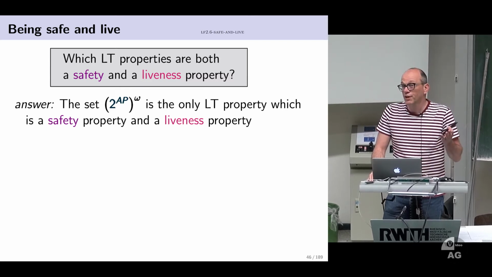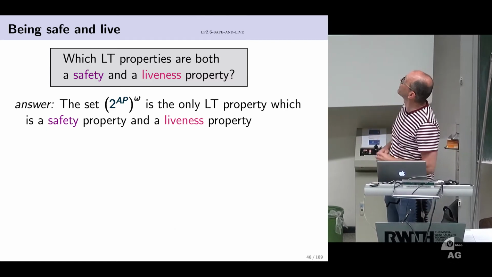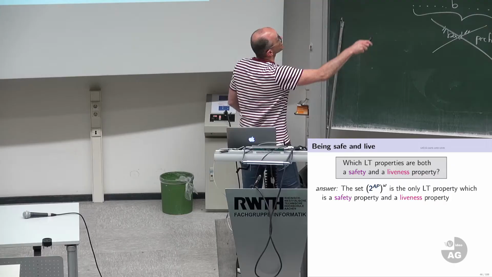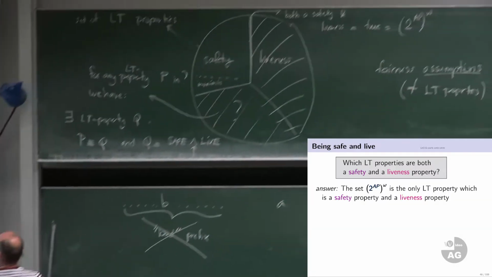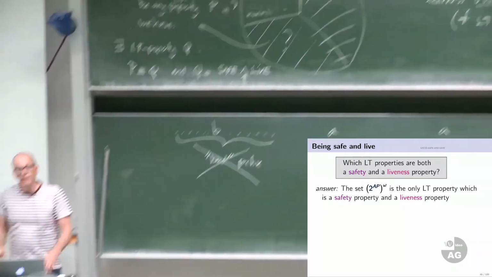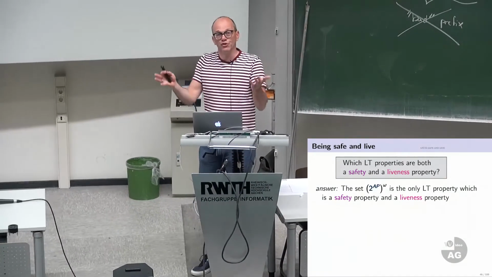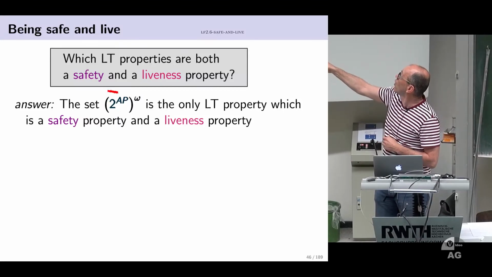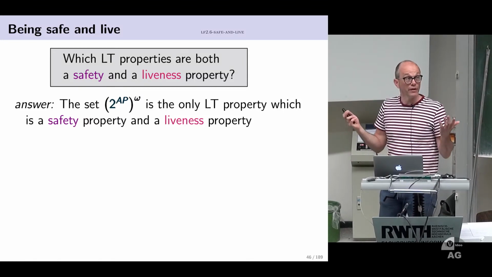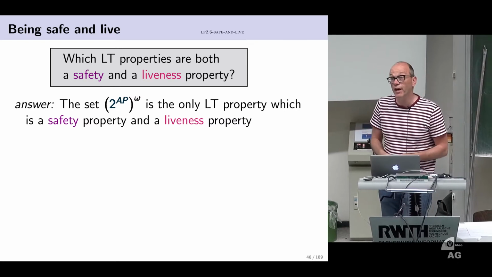Okay, here this was already also what I mentioned. Which LT properties are both a safety and a liveness property, and this is exactly this one single property over here, which is the property that in logic you would write down as true, because you don't restrict any behavior. In terms of a set, you take the set of all possible infinite traces, and it's 2 to the power AP omega.